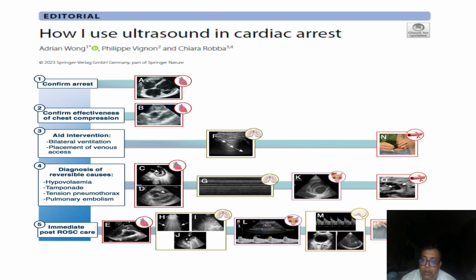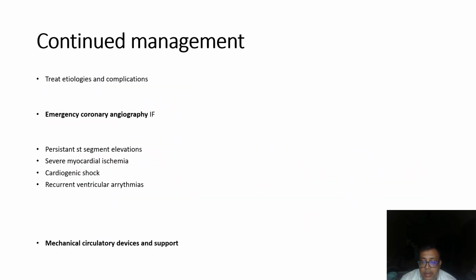What is the definitive role of ultrasound? Next step comes the continued management. Once you have initially stabilized, now you have to treat the etiologies and complications. You may need an emergency coronary angiography if persistent ST segment elevation, severe myocardial ischemia, cardiogenic shock, or recurrent ventricular arrhythmias are present. If there is refractory cardiogenic shock, use of mechanical circulatory support devices may be mandated. So this is regarding the continued management.